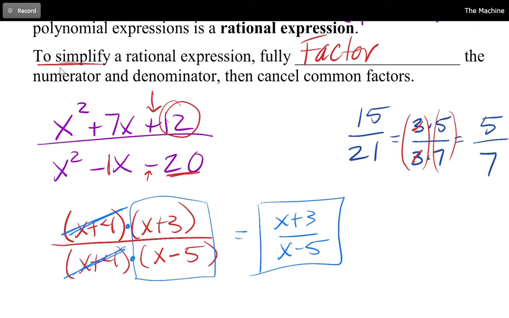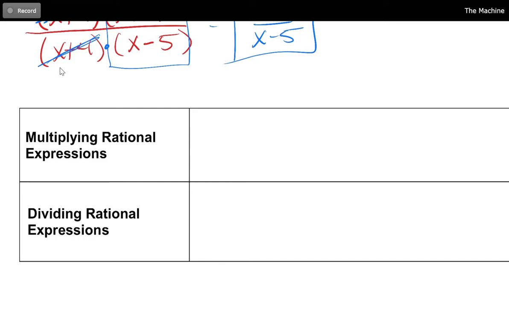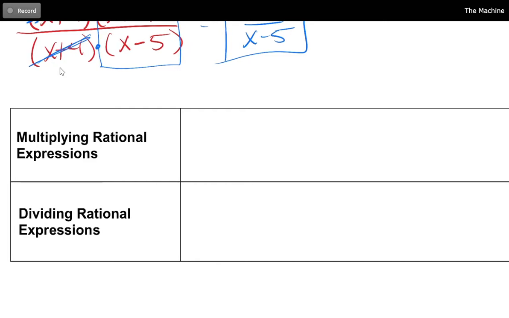So if you can remember back to 4th or 5th grade fractions and simplifying those, you can do it with algebra, with numbers that you don't even know. So now let's talk about how we would multiply or divide rational expressions. Let's talk about multiplication.